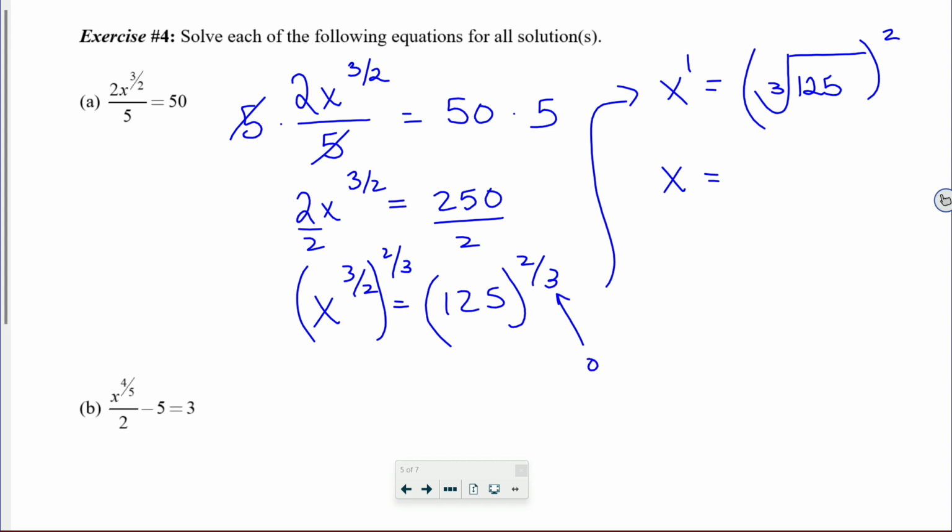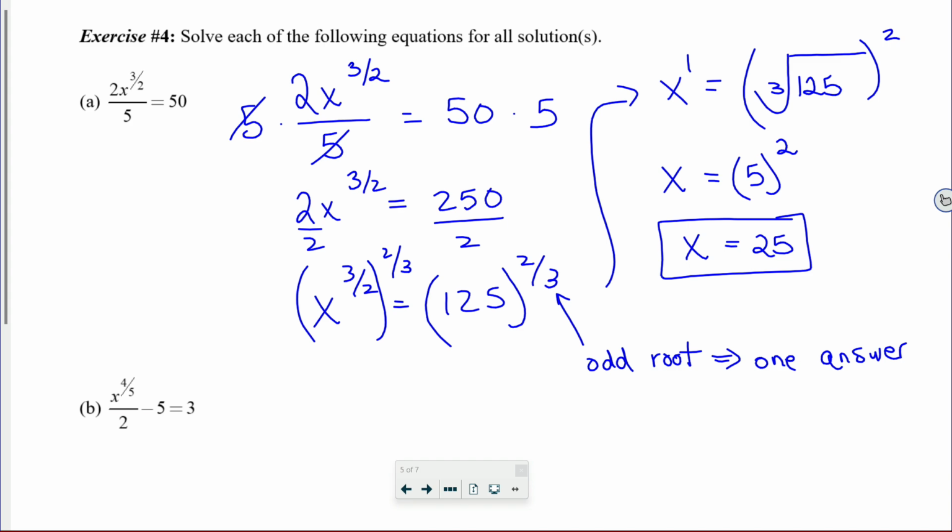Let me point that out. Odd root, one answer. Okay, so I have the cube root of 125, that's 5. I square it, and I actually make it look like a 2. And I get x is equal to 25.